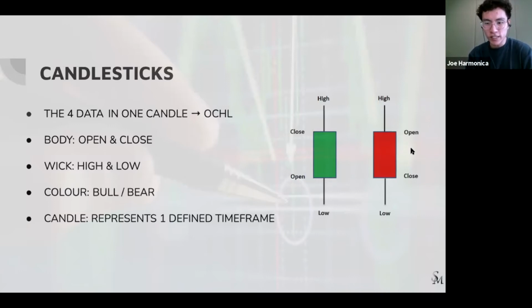And on the opposite side, if you see a red candle, it means that that day your price goes down, okay? So when you open at this price, you close at this price. So open here, close here. That's why it's a red candle, okay? Does it make sense to you?